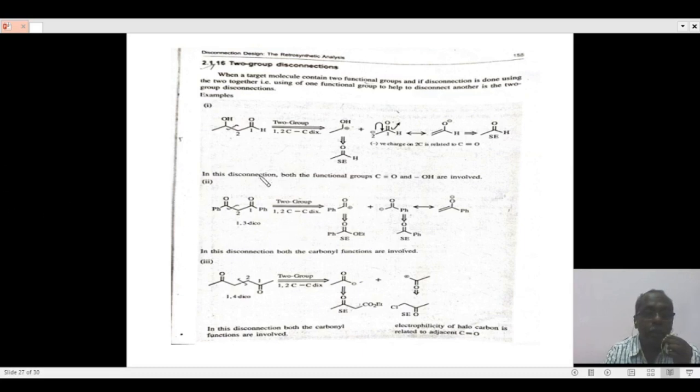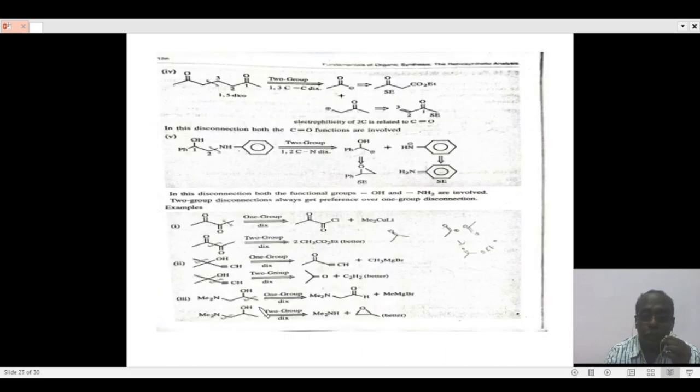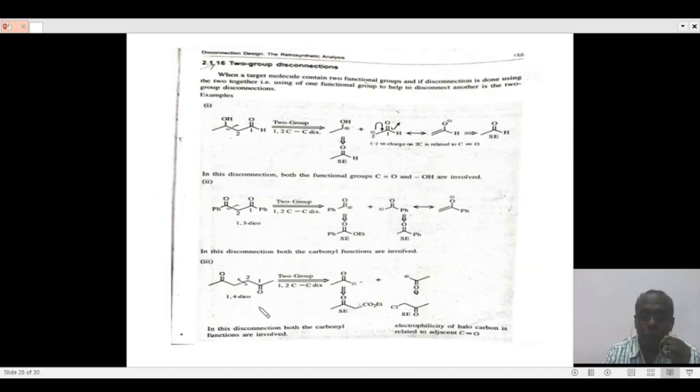Here the first carbon has a carbonyl group and the third carbon also has a carbonyl group. It's a 1,3 difunctionalized compound. Here also we break the second carbon, 1,2 disconnection. In the third one, the first carbon has a carbonyl group and the fourth carbon also has a carbonyl group, 1,4 difunctionalized. We are breaking the second carbon. We carry out the 1,2 disconnection.